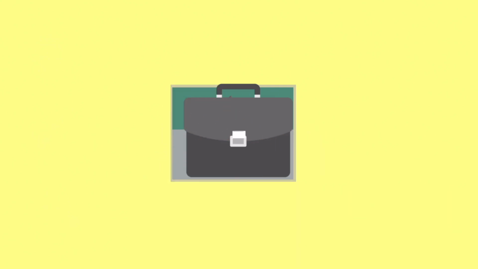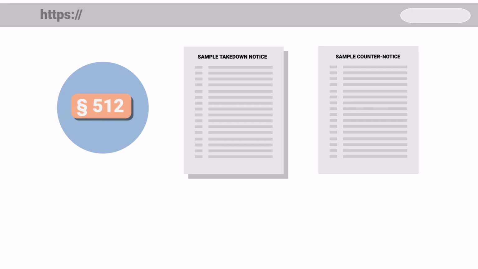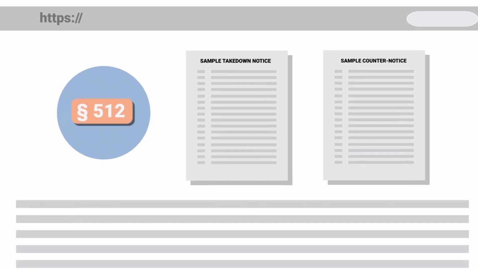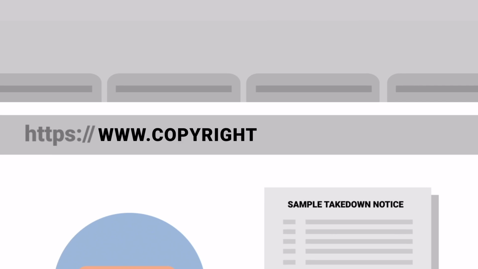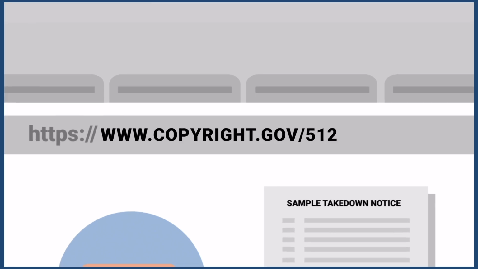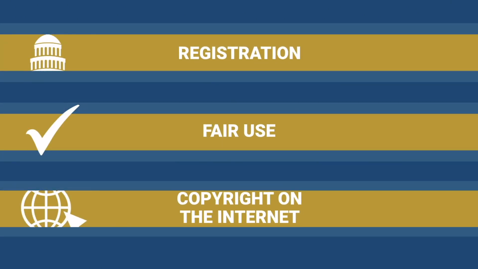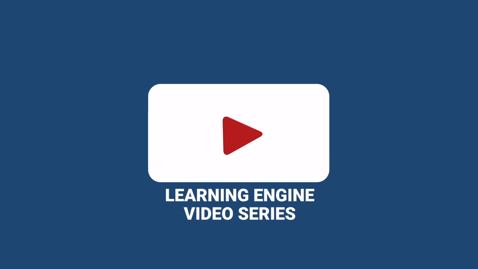For more information on Section 512's notice and takedown system, sample takedown notices and counter notices, and additional resources, visit copyright.gov/512. For more information on other copyright concepts mentioned in this video, such as registration, fair use, and copyright on the internet, check out our Learning Engine video series.